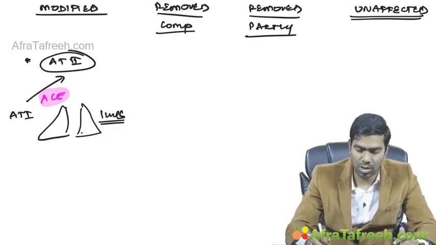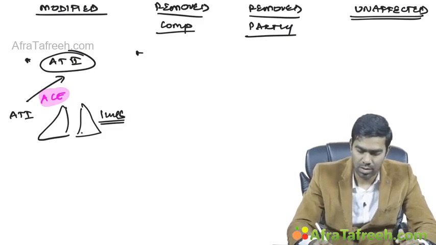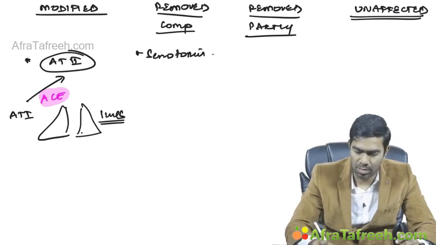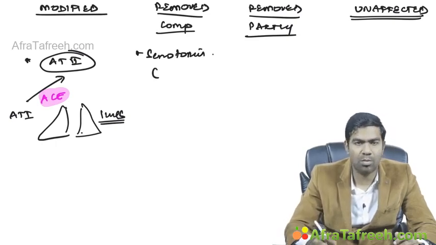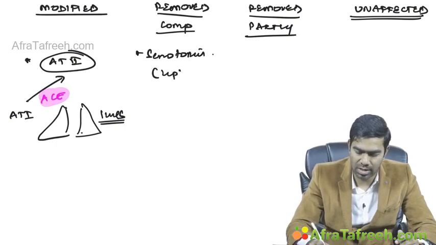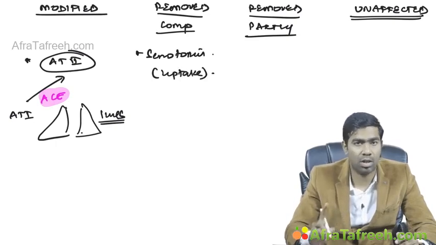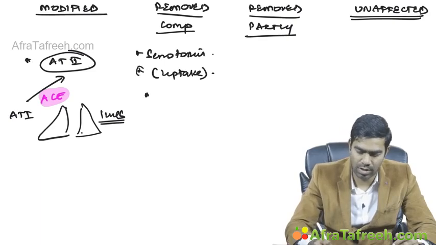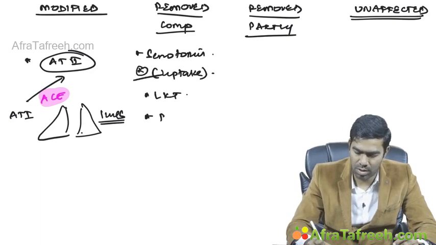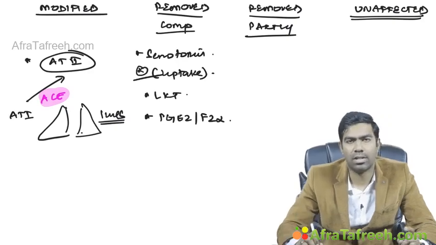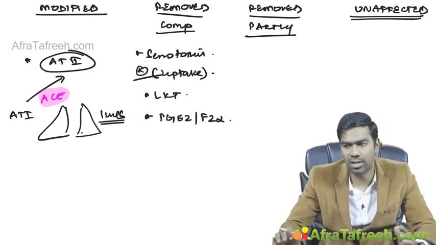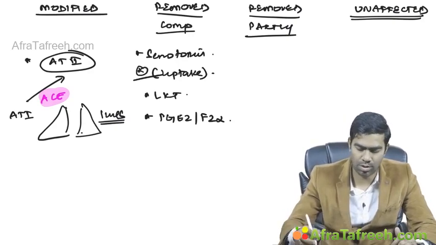And what are some that are removed completely? One is serotonin. Remember, serotonin is not removed by enzymatic degradation. Instead, it's removed by uptake, not by enzymatic degradation. This is also a question in exams. Then leukotrienes are completely removed. Prostaglandin E2 and prostaglandin F2 alpha. These are two prostaglandins that are removed completely. There are certain prostaglandins which are not affected. That also I'm going to tell.